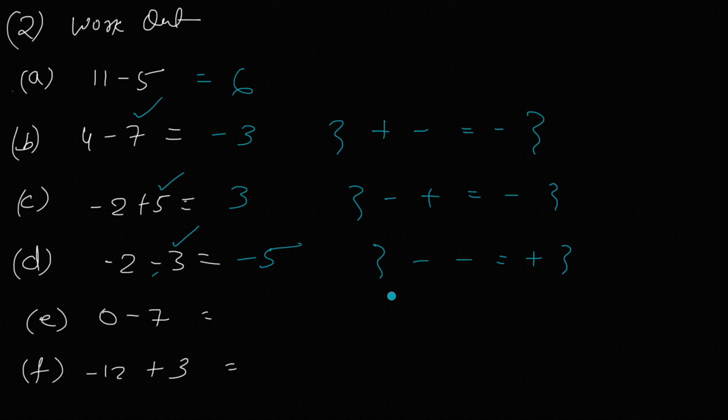Okay, 0 minus 7, so it is negative 7, and here also minus plus will give you minus. Sign will remain of the greater number, that is 12. So we'll write the sign of the greater number, which is negative. We have written here negative. Now the answer will be minus. So negative 12 plus 3 will give you negative 9.